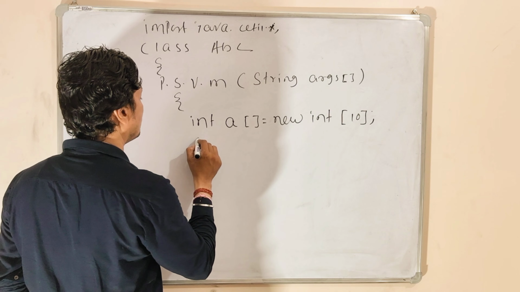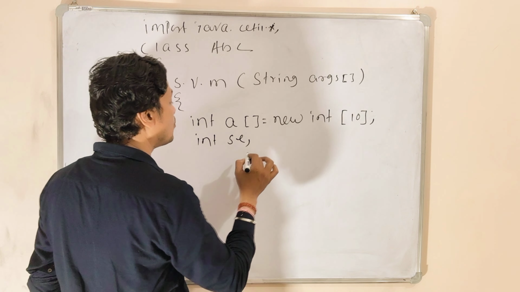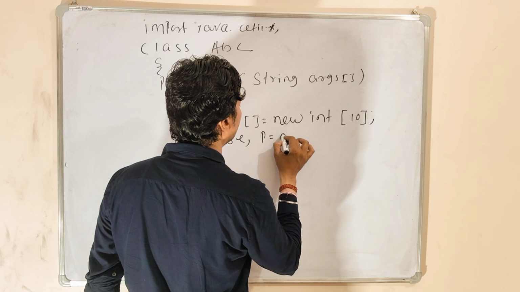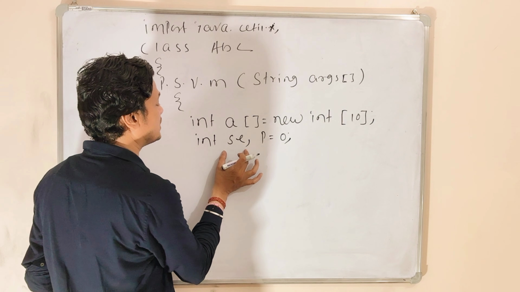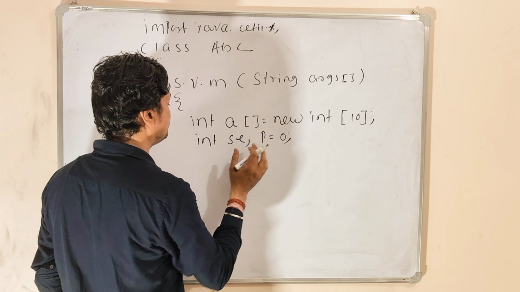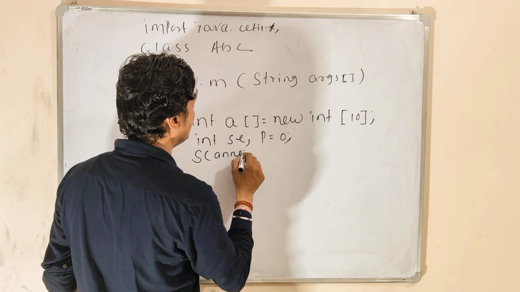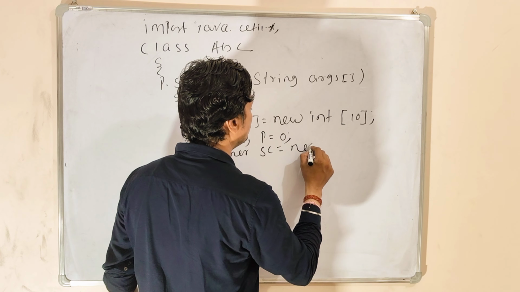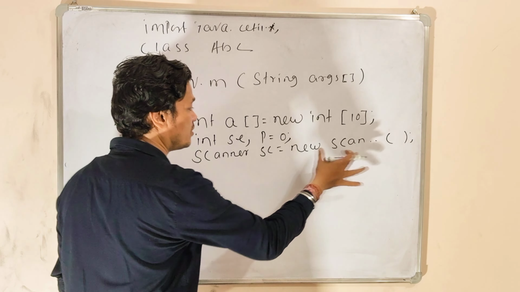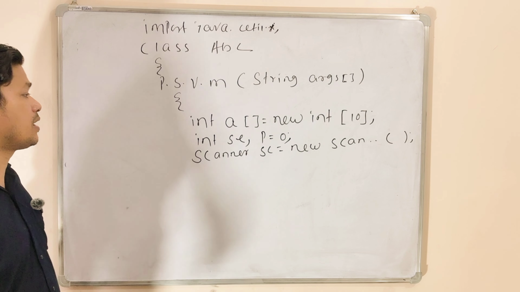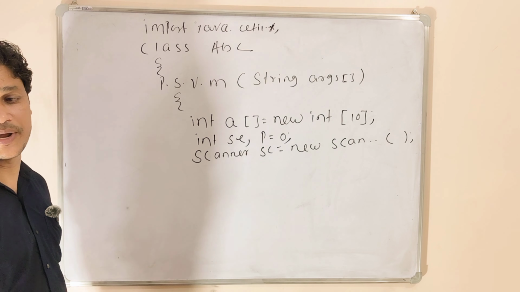Then what to do? Scanner. We need SE, meaning the search element. We need one variable that will track the search element. We need two integer variables: one is SE and another one is p. Then you create your scanner class: Scanner sc = new Scanner(System.in). I am not writing all the syntax. You know this very well. You are good students.